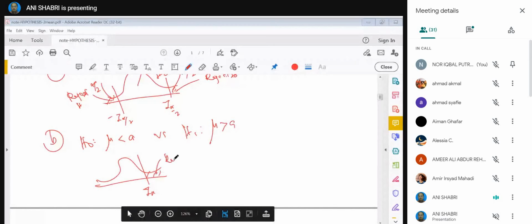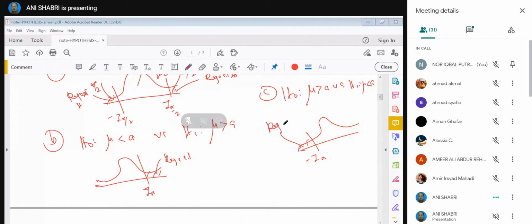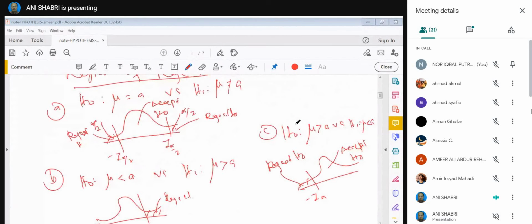If you want to test the other direction, with H0: mu greater than or equal to A and H1: mu less than A, the region is on your left side. This one is negative Z alpha, this one is reject H0, and this one is do not reject H0. I hope all of you understand how to make a conclusion for a single mean. This is for a single mean.